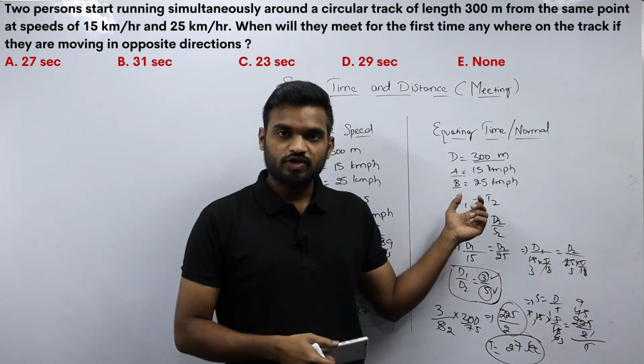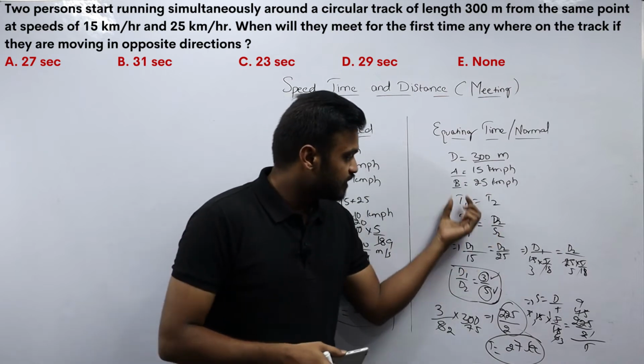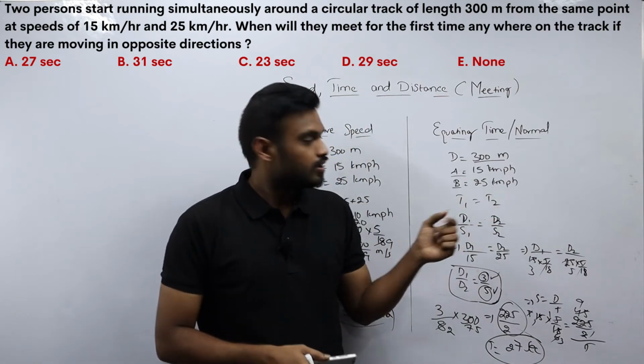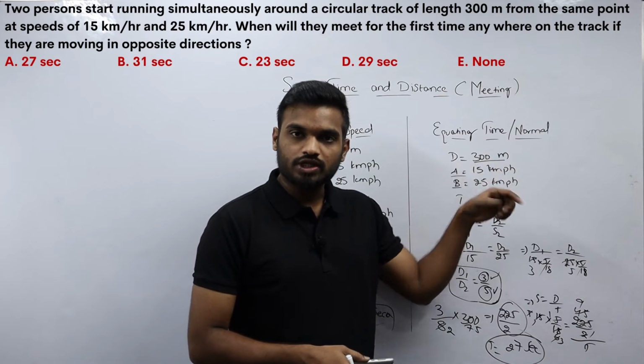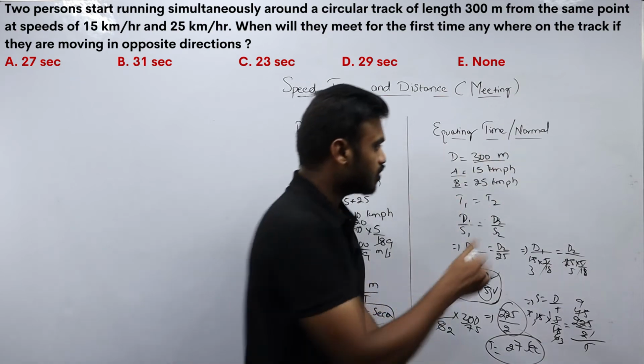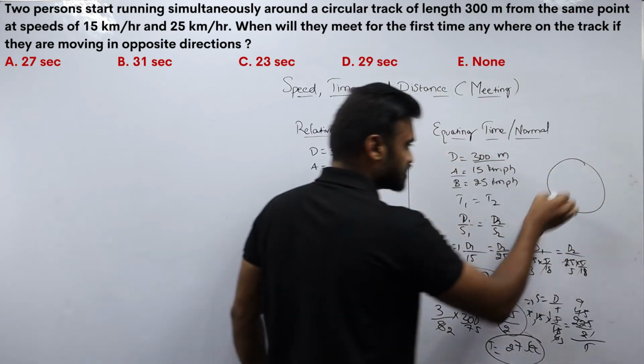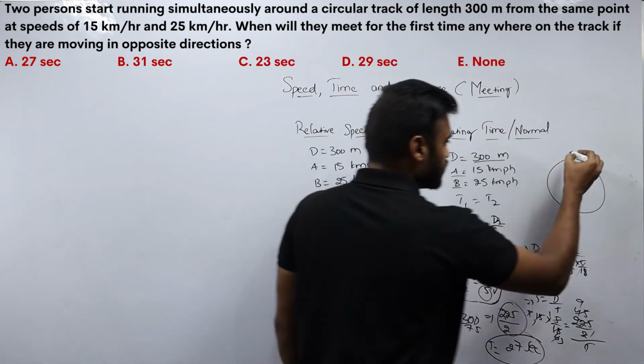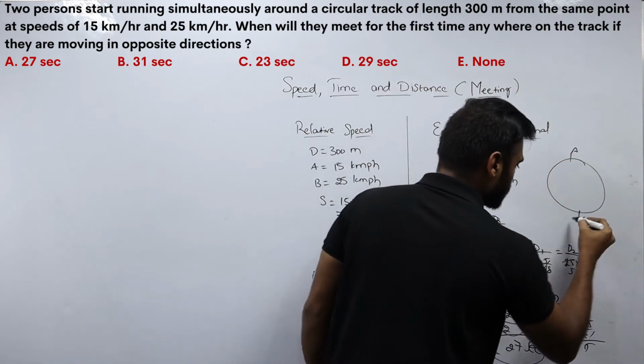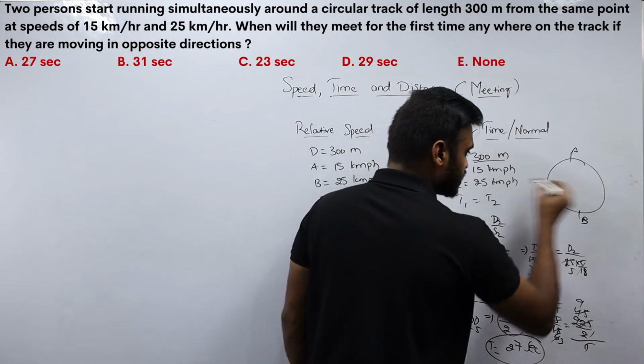Okay, now I will explain once again, try to understand this. See here, we have equated timings in both cases. Now d equals 300 meters is the total distance of the circular track. Suppose assume that A has started here and B has started here. Now suppose assume that this is the meeting point.